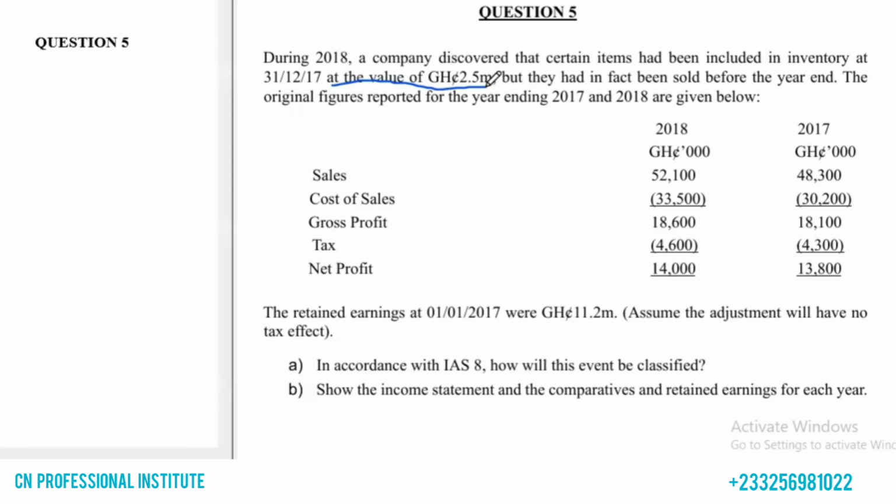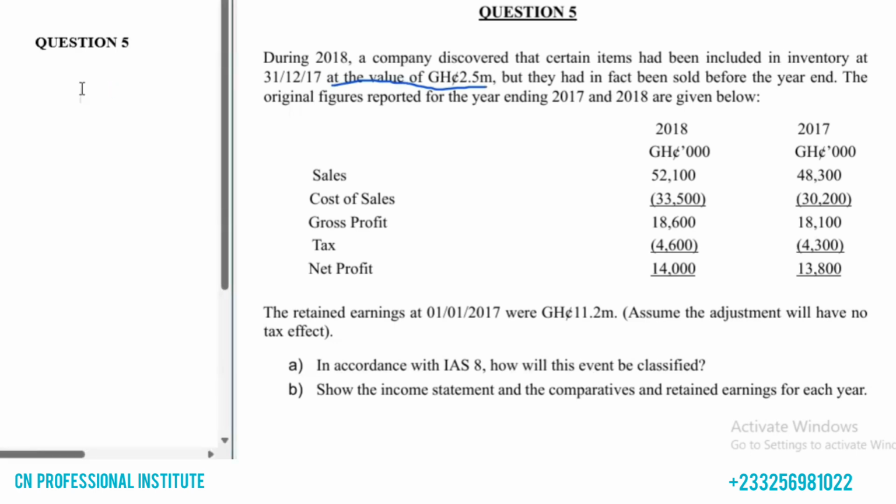So when we are correcting the error from cost of sales, we have to add it back to cost of sales, because the error will reduce cost of sales. When we are correcting the error from profit, we have to deduct it from profit, because the error has increased our profit. That's all. So let's do the adjustment.